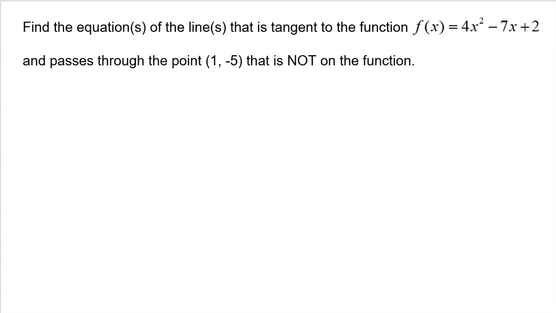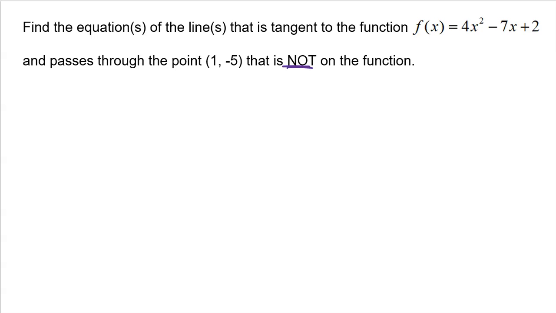So find the equations of the lines that are tangent to the function 4x squared minus 7x plus 2 and pass through the point (1, -5) that's not on the function. And that's super important because if you go back to Fun with Derivatives Part 1, when we were saying, hey, find the slope at this point, find the tangent line at this point, the points were on the function.